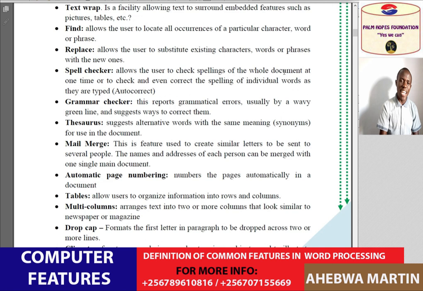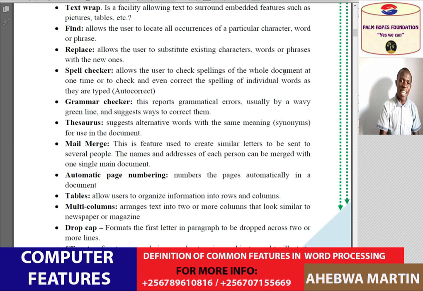Automatic page numbering. So automatic page numbering numbers the pages automatically in a document. The purpose of this is to do numbering. These numbers we normally say page 1, page 2, page 3, page 4. Then we have tables. These ones allow users to organize information into rows and columns. So the purpose of tables is to allow users to organize information into rows and columns.